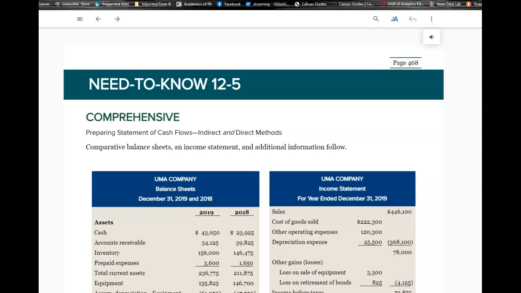At any rate, we're going to be taking a look at Need to Know 12-5, which is a comprehensive cash flow statement problem. Again, it's in your book, on pages 468 to 469. And these Need to Knows are really important as you move through these chapters. For those of you taking Principles of Accounting 2, again, same book, same chapter, these Need to Knows will continue, and they are critical as a study tool to help you understand the material presented in the chapter.